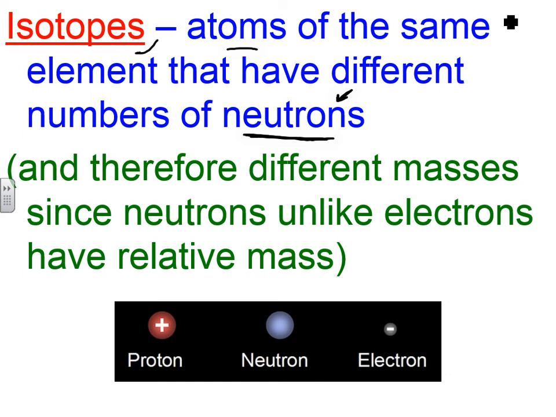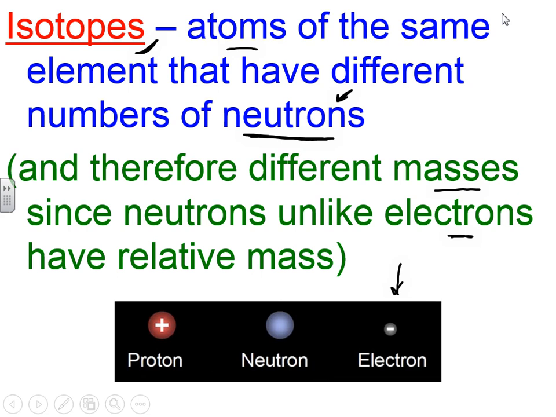So here it says they have a different mass. Because neutrons have a relative mass, you have to account for that, and so isotopes are going to weigh different. Electrons, remember, do not have any significant mass, so an ion has the same mass as an atom, whereas an isotope will have a different mass. Here an electron is shown as really tiny, and its mass is insignificant.